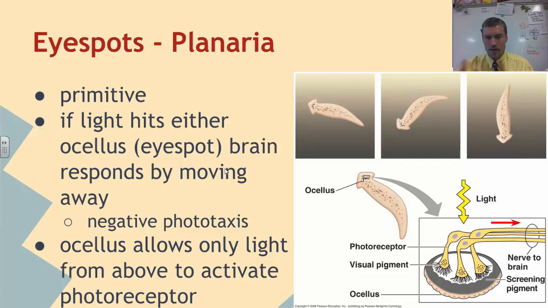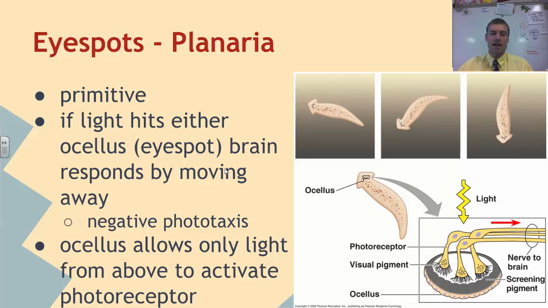So if it hits either one of them, the brain is going to move away from that light source, and we call that negative phototaxis. So phototaxis is movement in response to light. And so it's negative, so they're moving away from light. So they like to go to places that are darker, and that is a response that helps them to avoid predators because they're going to be less likely to be seen.